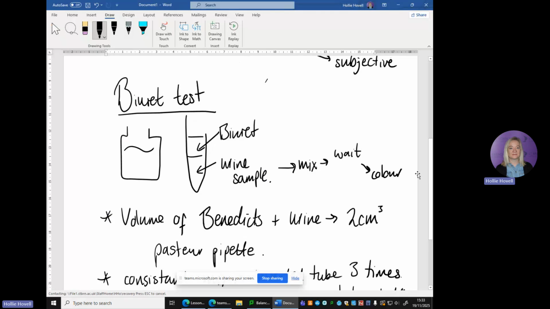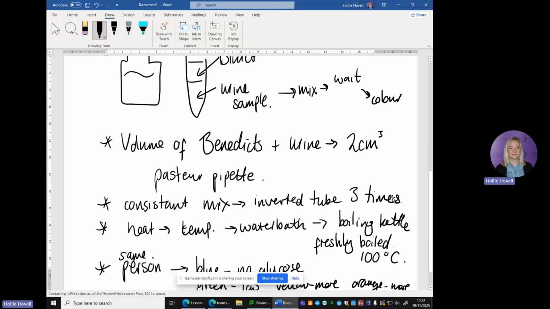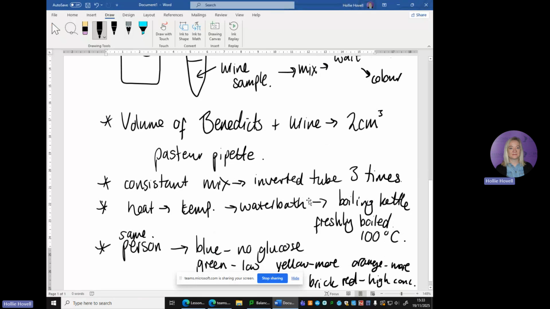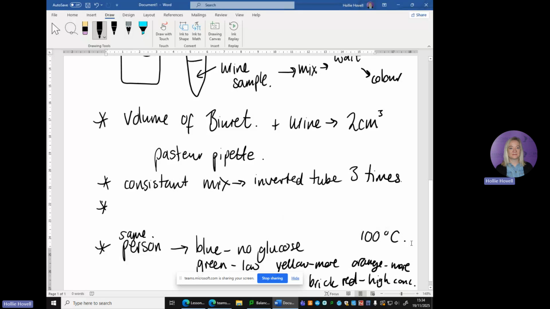So for the control variables then, it's going to be very similar. So how much volume of Biuret did you use? Okay, and how much volume of urine did you use? Again, I think you used 2 centimetre cube, but double check in your method. And you controlled that by using the Pasteur pipette to measure it every time. You needed to make sure you had a consistent mix again. So you could talk about inverting the tube 3 times. We didn't heat this one, so let's take that out.